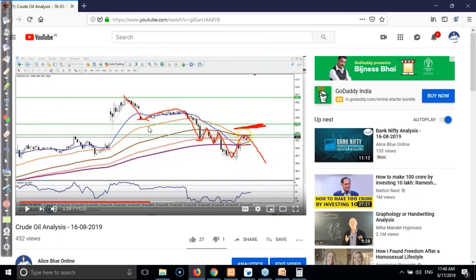I told you that they're creating lower low, lower high, lower low, lower high, lower low, lower high, lower low, and that they are creating another lower low. And my target will be somewhere here and here, near the previous low. So this is our entry point for the sell, and the SL will be here and the target will be here.